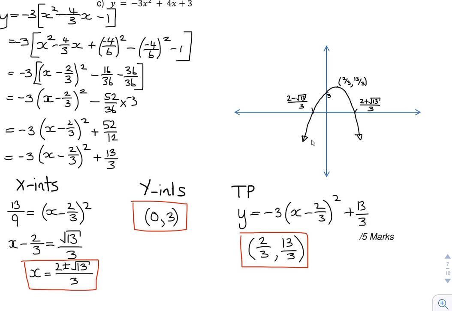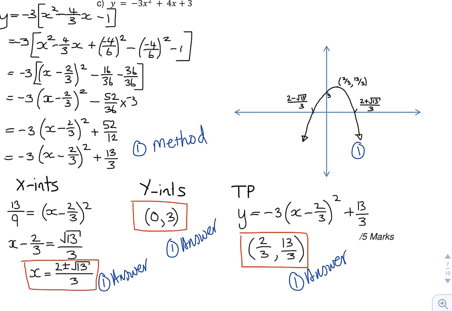There's 5 marks allocated to this. 1 mark will be for a method to factorize. So the method I've used is completing the square. You'll have 1 mark for your x-intercepts, y-intercept, turning point, and graph.